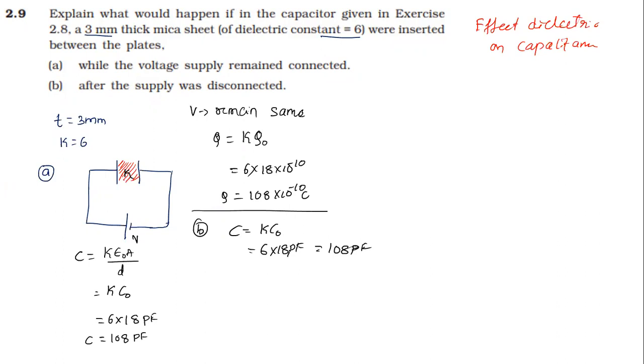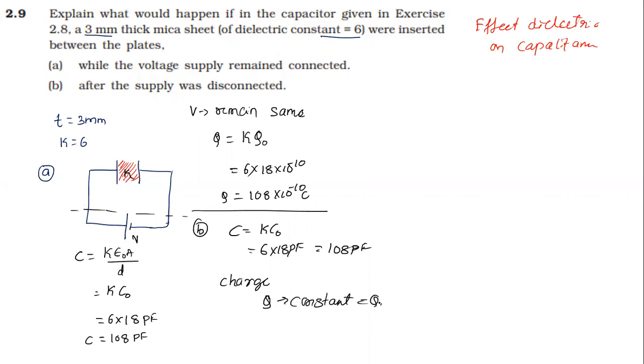Capacitance increases. But what about the charge now? As capacitance increases, its charge holding capacity increases, right? But since the battery is disconnected, from where can it get the charges? Nowhere, right? So since it cannot get the charges, even though the capacitance becomes more, the charge remains constant.